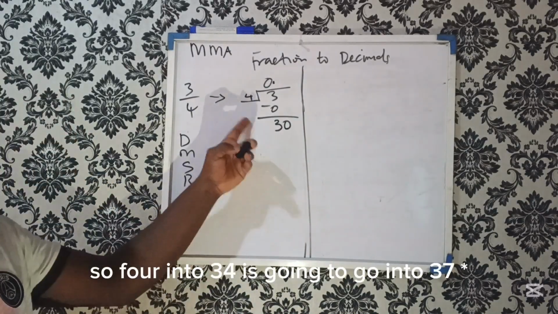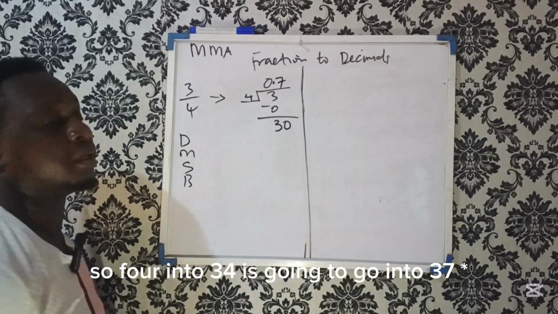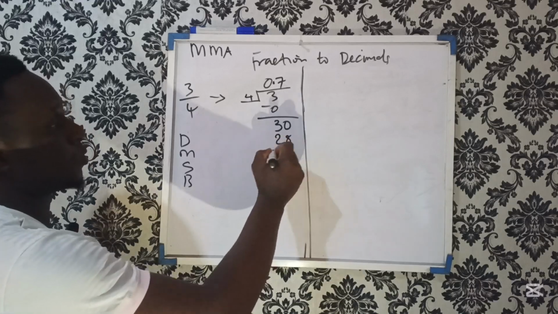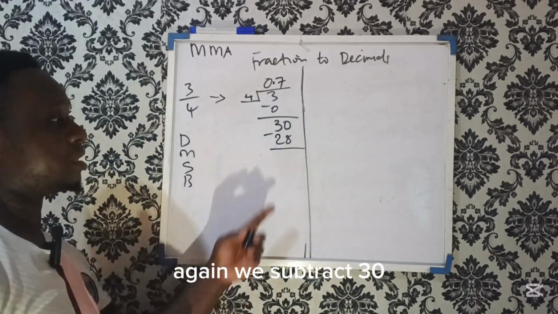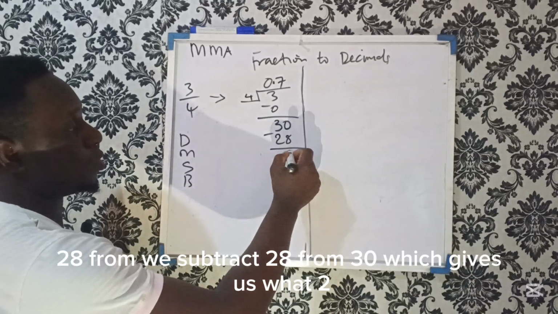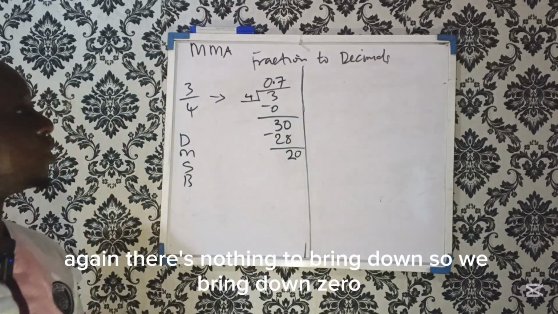there. So 4 into 30, 4 is going to go into 30 7 times. 7 times 4 is 28. Again, we subtract 28 from 30, which gives us what? 2. Again, there's nothing to bring down, so we bring down 0.